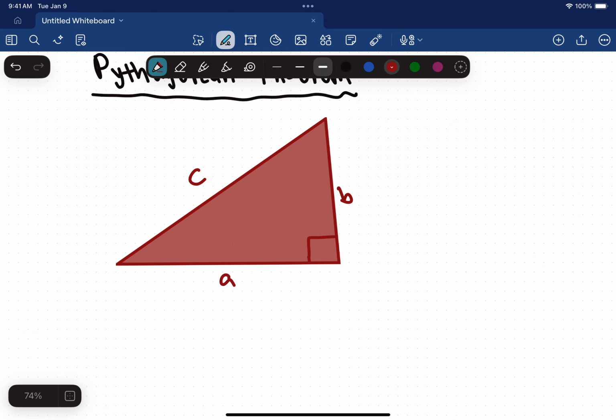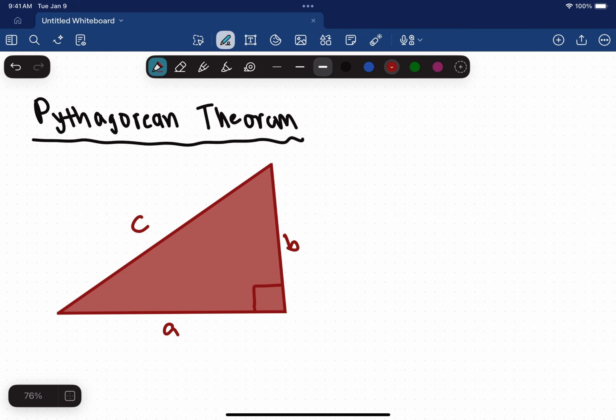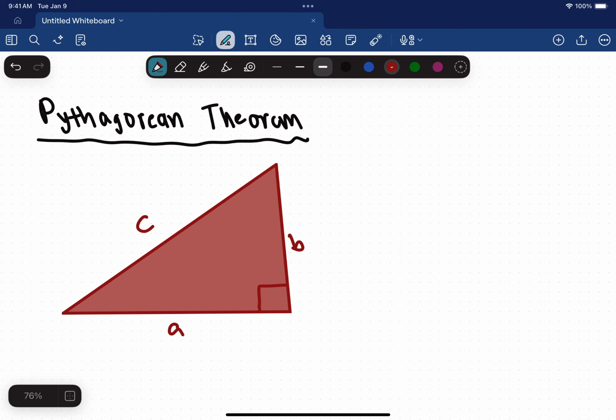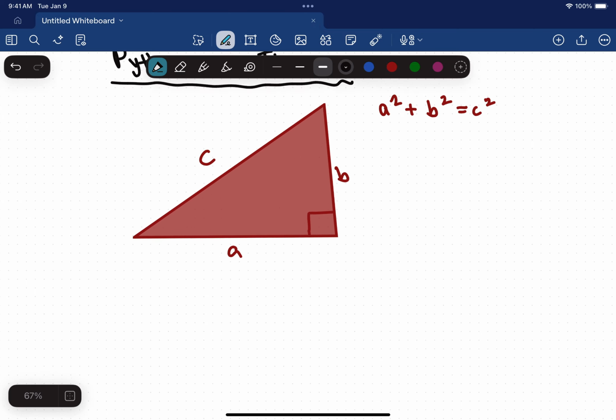Now, for the Pythagorean theorem, the equation goes like this. A squared plus B squared equals C squared. Now, what does that mean? Well, let's get an example.